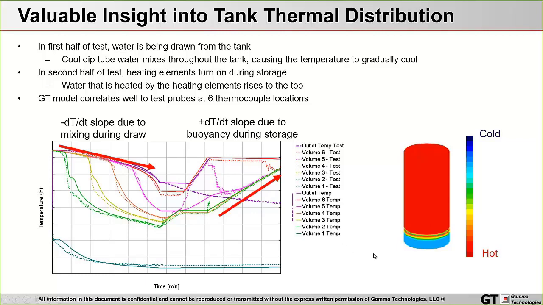Now, as you start to advance that simulation, you can see that the cold water from the dip tube goes up, but it also starts to mix with the top as well, and it even cools down the top. And so that's where this negative dT/dt slope comes into play, and that's due to the mixing effect that's occurring inside the tank.